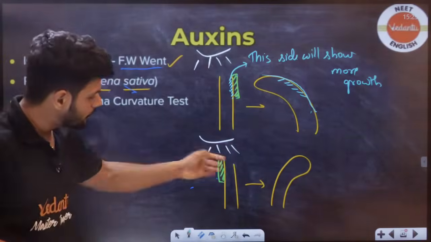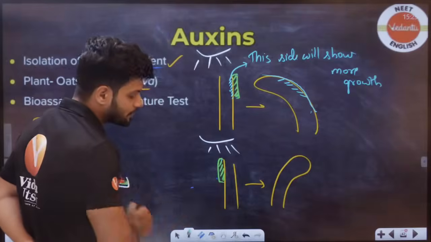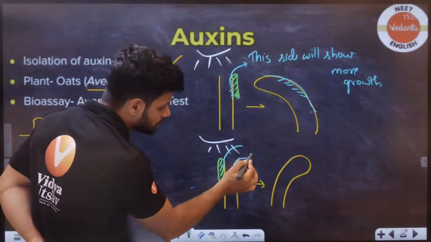Okay, take one more example. Let's say this is a plant here and growth increased on this side. Then what happens? This will keep on growing and it will bend towards the other side.